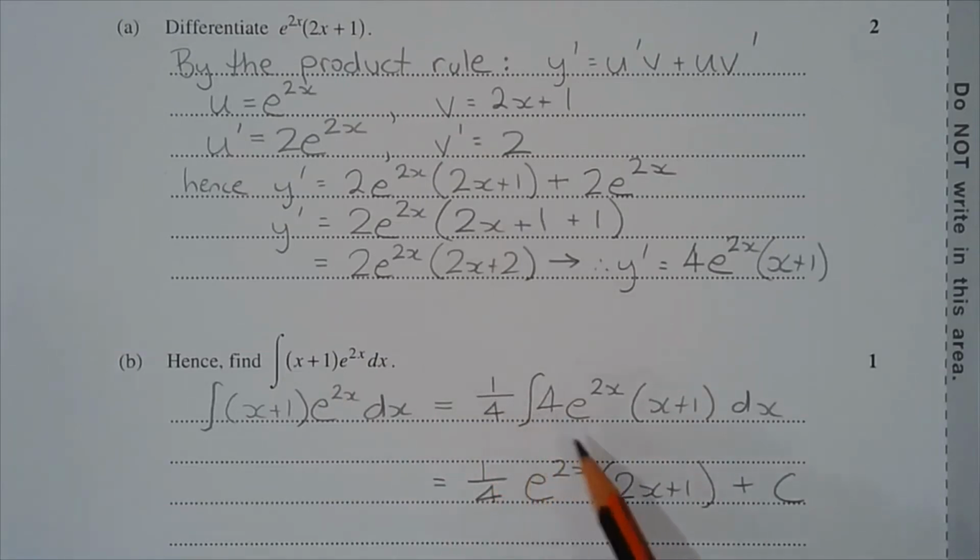And the integral of 4e to the power of 2x outside of x plus 1 dx is just e to the power of 2x multiplied by 2x plus 1 plus c, but because of this 1/4, we need to multiply our answer by 1/4. So the integral of x plus 1 multiplied by e to the power of 2x dx is equal to 1/4 multiplied by e to the power of 2x multiplied by 2x plus 1 in brackets plus c.